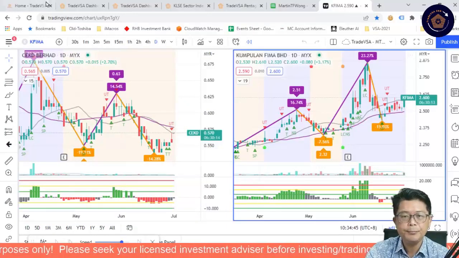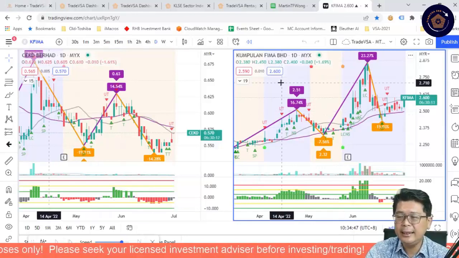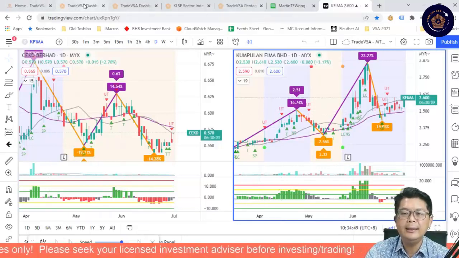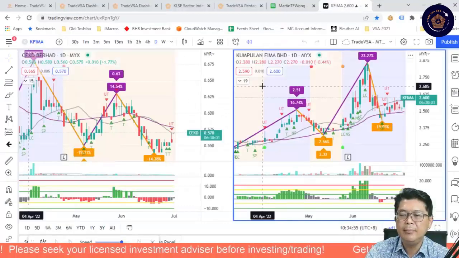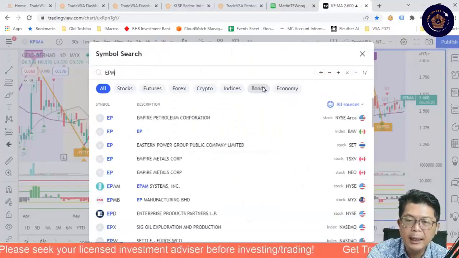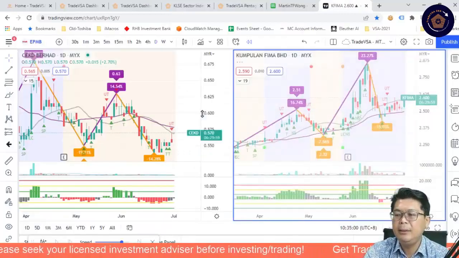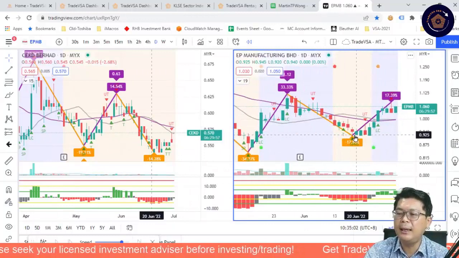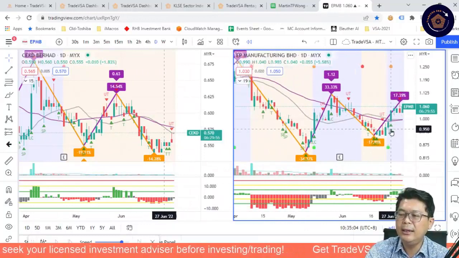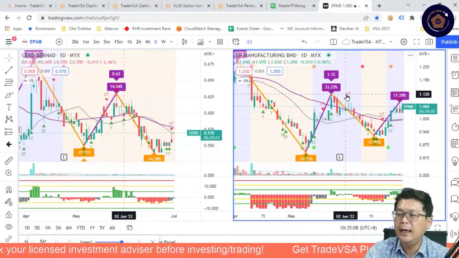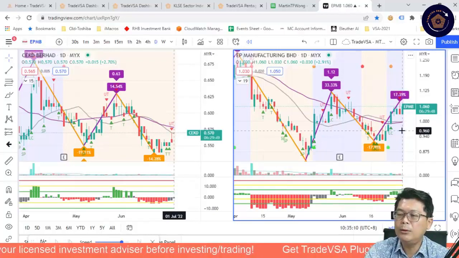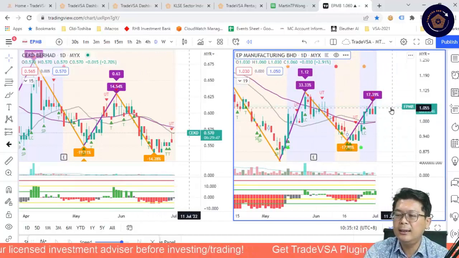What's the next one we have? Is CEKD, and the other one is EPMB, EP manufacturing. This one is slightly better. You can see uptrust take out in here, the market started to move up. You do have this resistance at 112, so 112 potentially we are looking at.